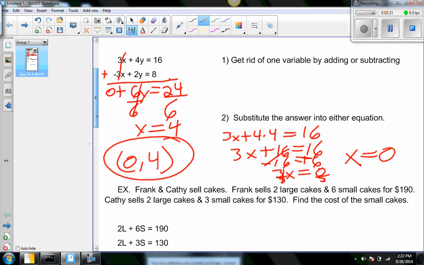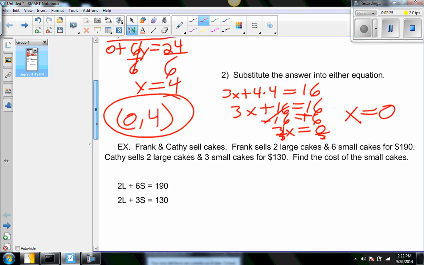You could also have it as a word problem and then have to solve the system. So it says Frank and Kathy sell cakes. Frank sells 2 large cakes and 6 small cakes, which I have shown here by 2 L's and 6 S's, and that equals 190. Kathy sells 2 large cakes and 3 small cakes for 130. So 2 large plus 3 small equals 130. And I need to solve for S because it says find the cost of the small cakes.